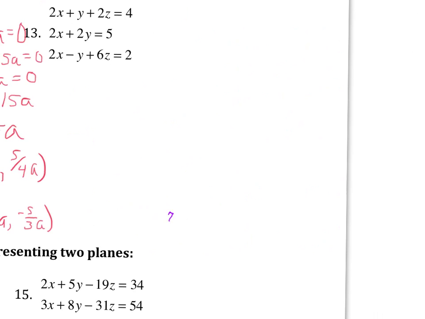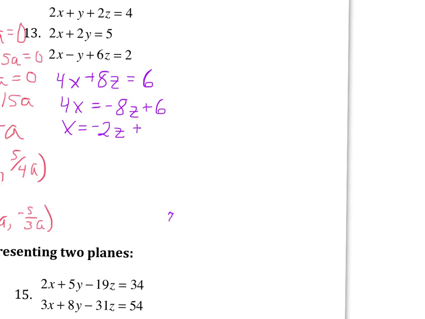In number 13, I am going to eliminate the y's. So I'm going to add the first and third equations together to get 4x plus 8z equals 6. And it looks like it would be easiest to isolate the x. So I have 4x equals negative 8z plus 6. So x equals negative 2z plus 3/2. And I'm going to let z equal a. So then x equals negative 2a plus 3/2.